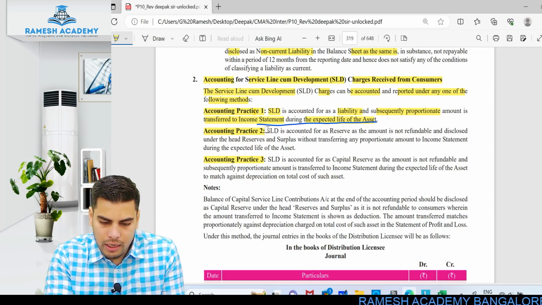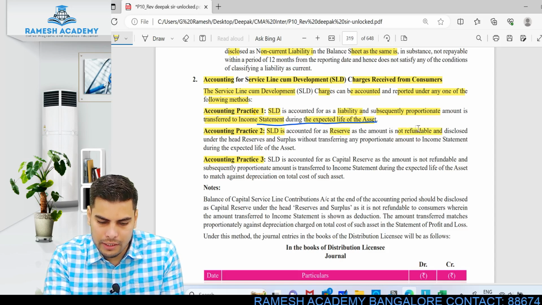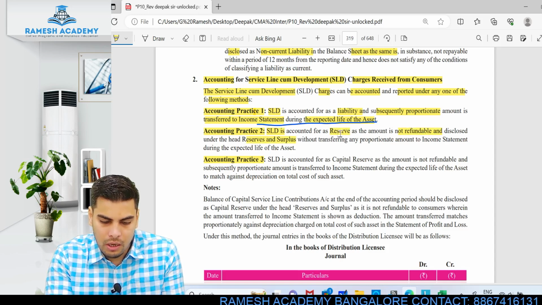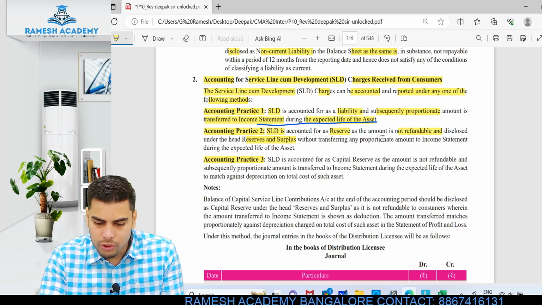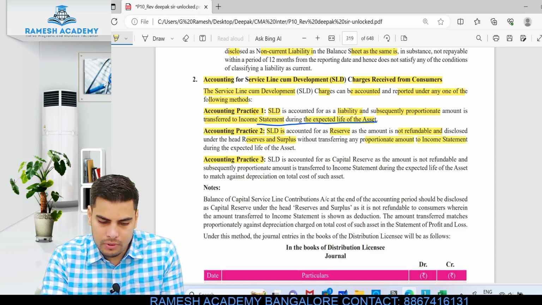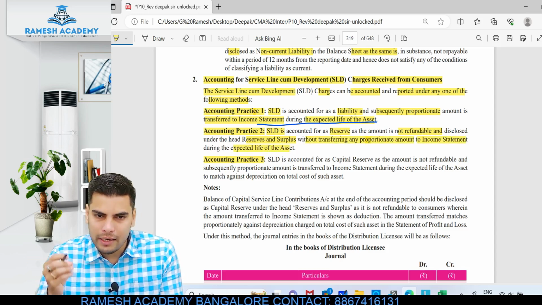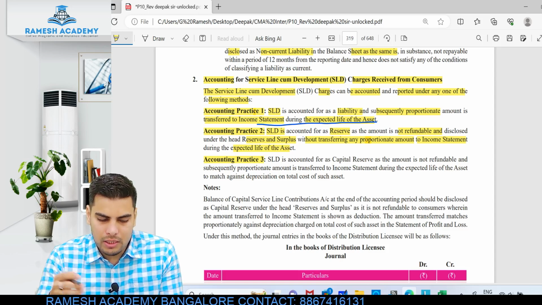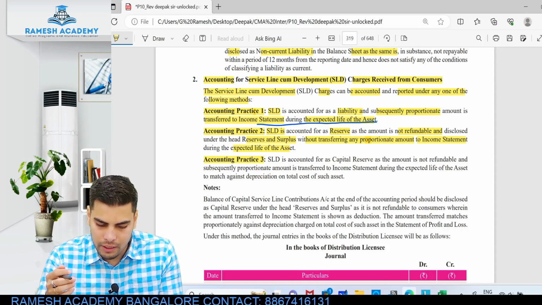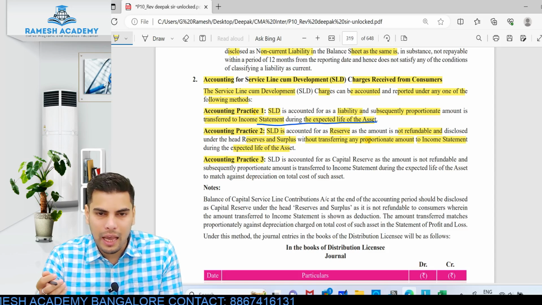In the second approach, the service line cum development charges are accounted as reserve, as the amount is not refundable, and disclosed under reserves and surplus without transferring any proportionate amount to the income statement during the expected life. So the entire amount will be treated as reserve and just carried forward every year.